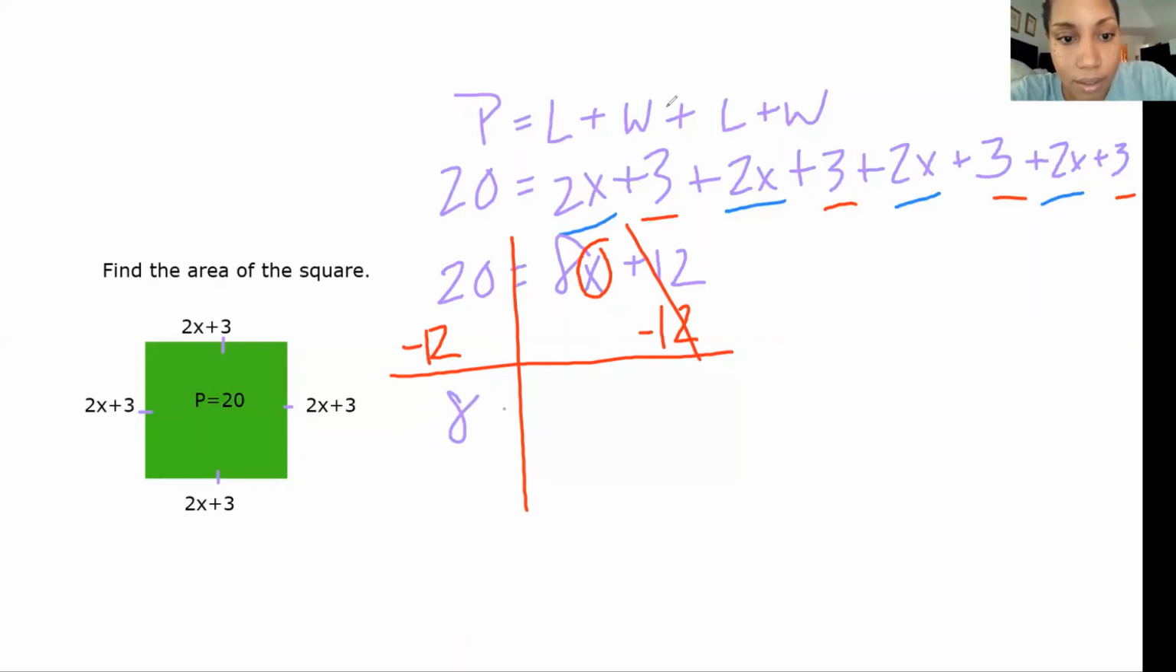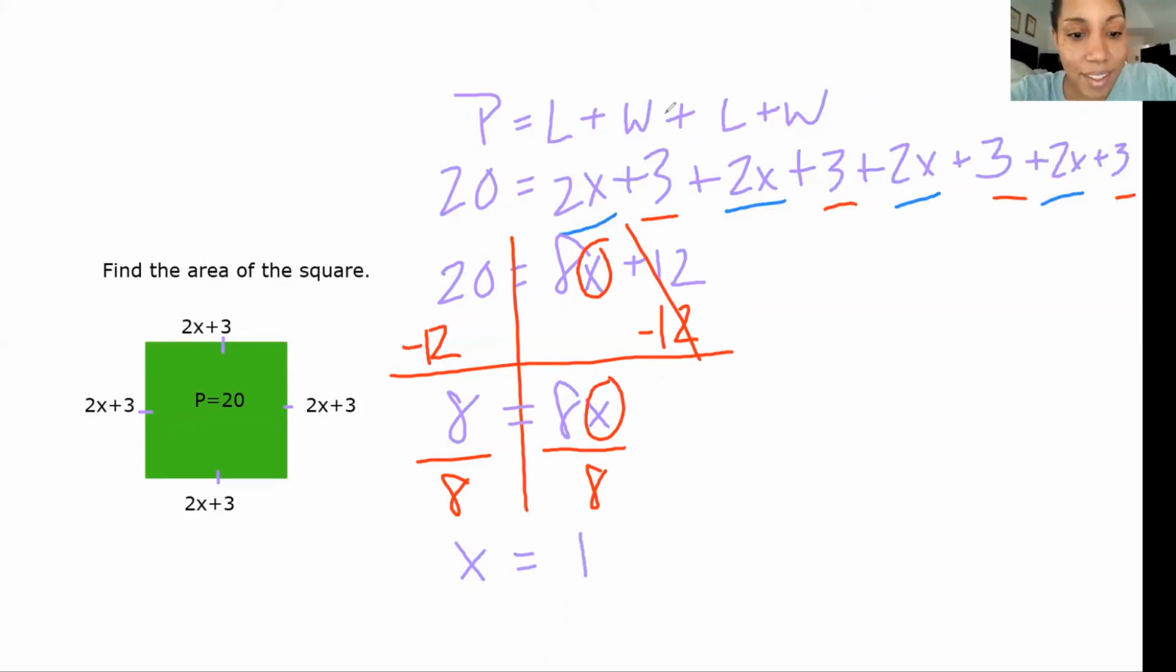8 is equal to 8x. Now we need to get x all by itself. So how are we going to do that? Well, 8 is being multiplied by that x. And so in order to get rid of the 8, you got to do the opposite. So opposite of multiplication will be division. So you're going to divide both sides by 8. And then what we'll be left with is x equals 1. So we know that x is 1.